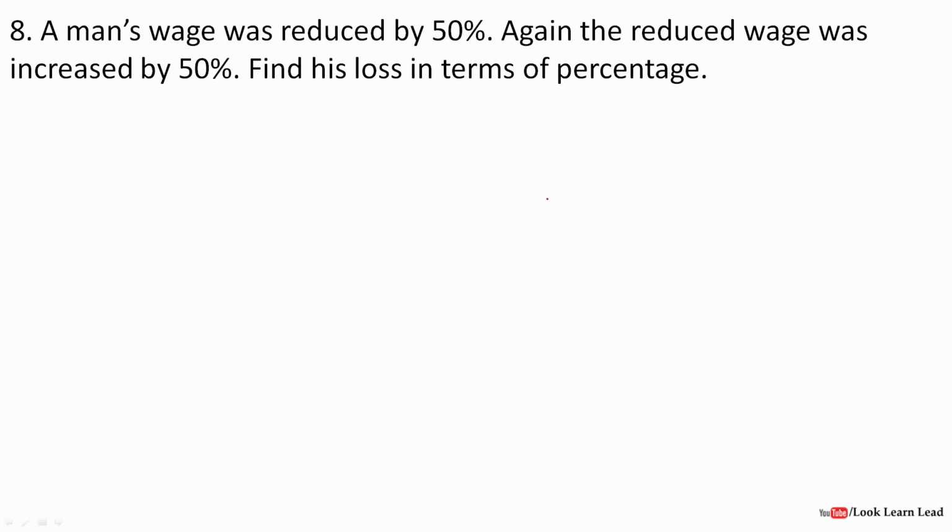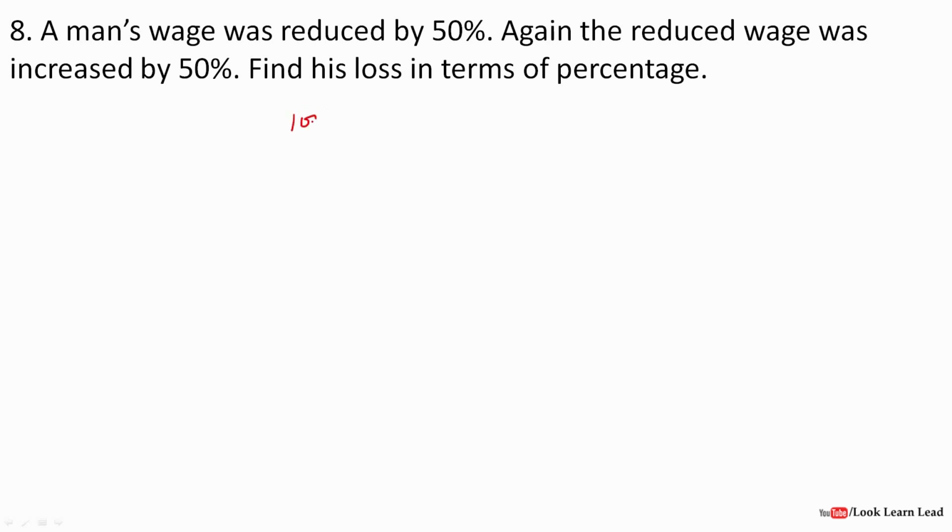So a man's wage was reduced by 50%. And again the wage was increased by 50%. So first it was reduced by 50%, and again it was increased by 50%. Find its loss in terms of percentage. So this is very easy. You can solve it within seconds, within 30 seconds.